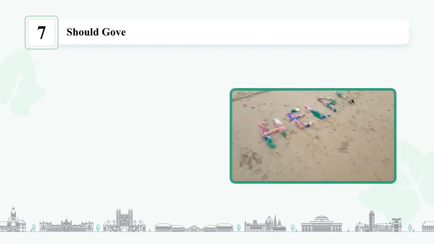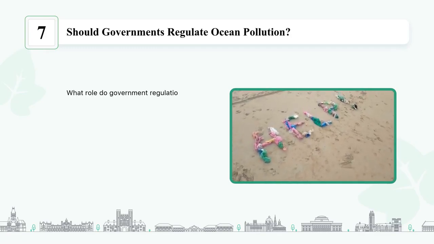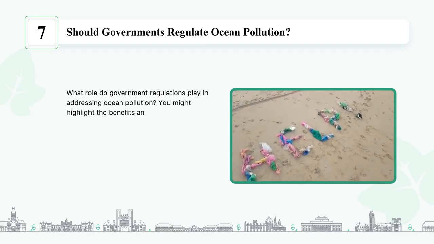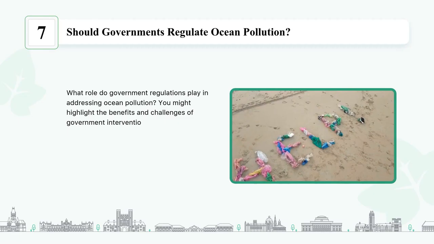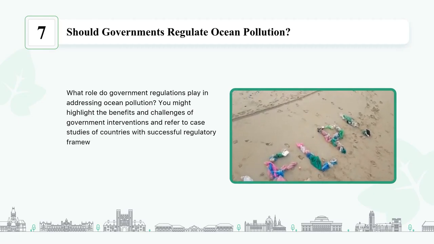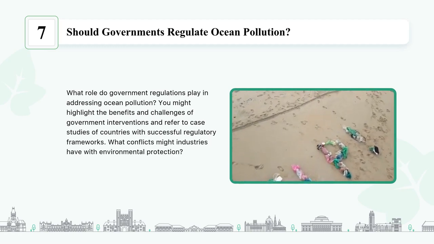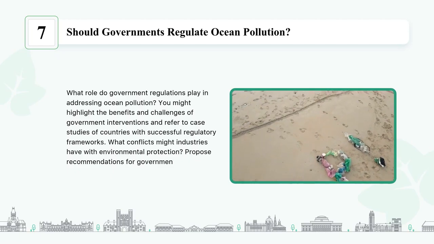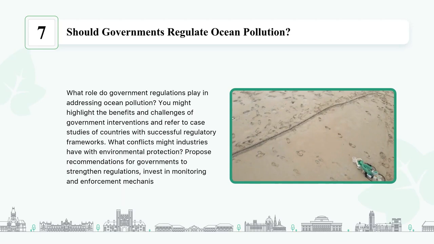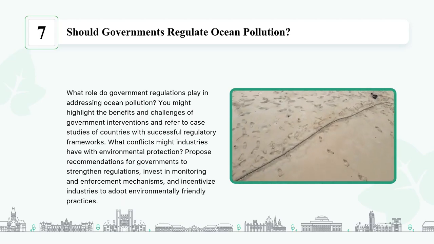Should governments regulate ocean pollution? What role do government regulations play in addressing ocean pollution? You might highlight the benefits and challenges of government interventions and refer to case studies of countries with successful regulatory frameworks. What conflicts might industries have with environmental protection? Propose recommendations for governments to strengthen regulations, invest in monitoring and enforcement mechanisms, and incentivize industries to adopt environmentally friendly practices.